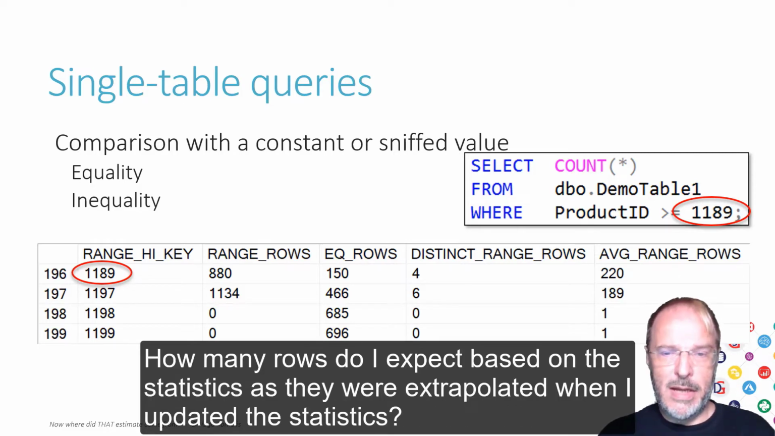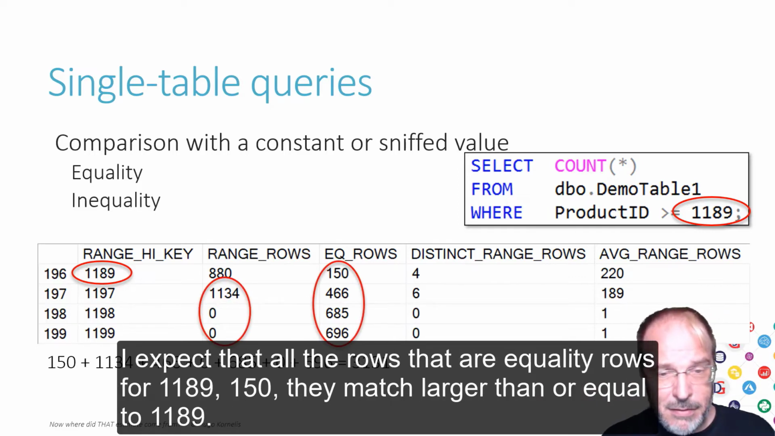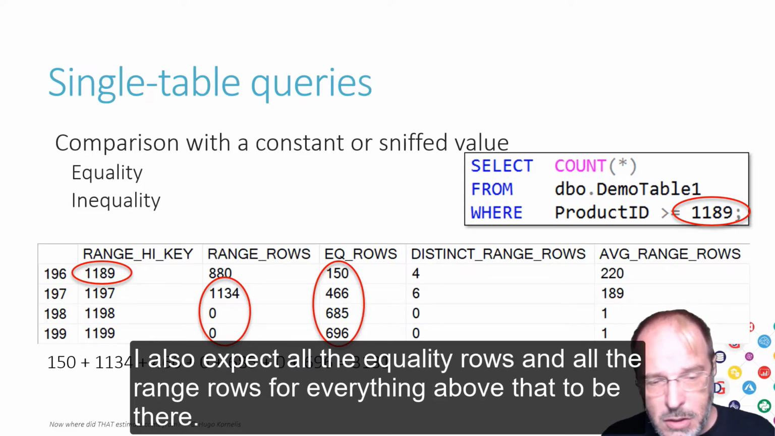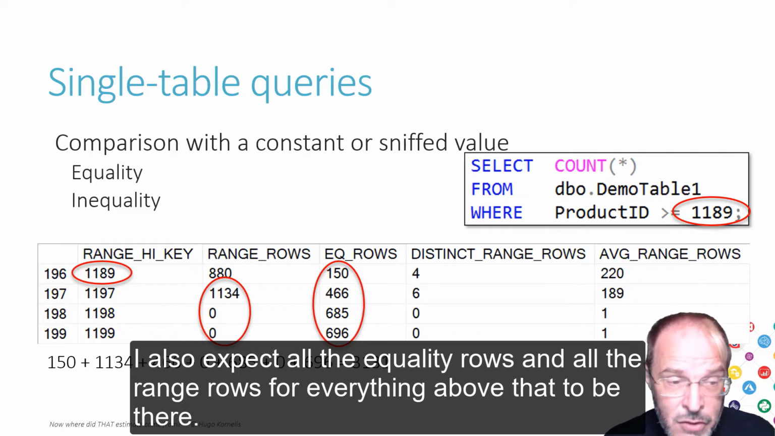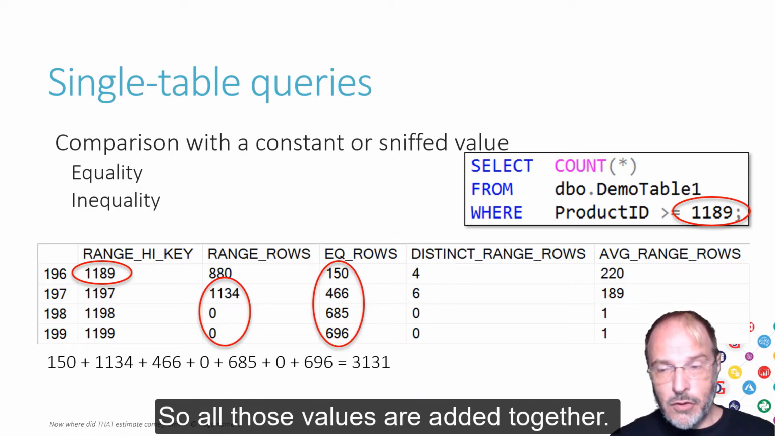How many rows do I expect based on the statistics as they were extrapolated when I updated the statistics? I expect that all the rows that are equality rows for 1189, 150, they match larger than or equal to 1189. I also expect all the equality rows and all the range rows for everything above that to be there. The 880 range rows for the range high key 1189 will not be there because they describe the range up to 1189. So all those values are added together.